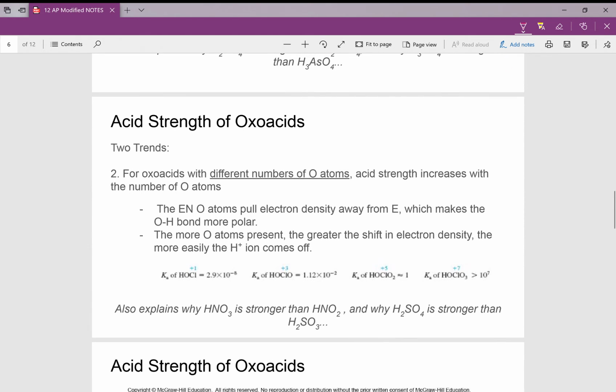Now, if you do have a different number of oxygen atoms, the acid strength increases with the number of oxygen atoms. And again, this has to do with the fact that those extra oxygen atoms are going to pull electron density away from that central atom, which is then going to cause what the POGL referred to as the inductive effect, which makes that oxygen-hydrogen bond more polar. So you can see that, in this case, as you go across, you're increasing the number of oxygen atoms.